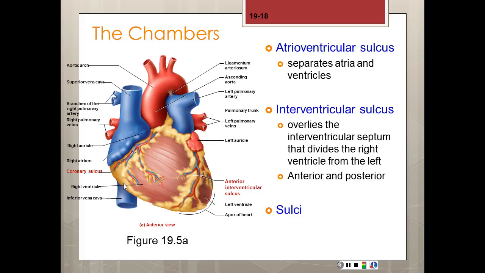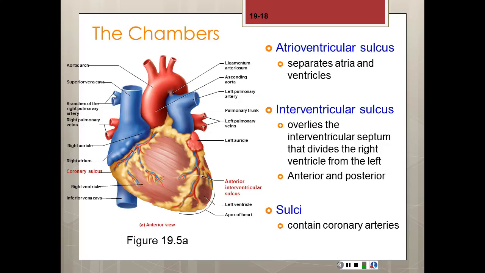Now, the other two sulci extend obliquely down the heart, so that's at an angle, down the heart from the coronary sulcus toward the apex. Here they are. Now, they are branching off here as well. Now, the one on the front is the anterior interventricular sulcus. The one on the back is called the posterior interventricular sulcus.